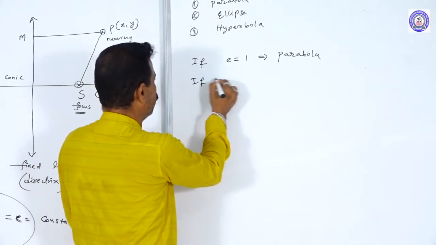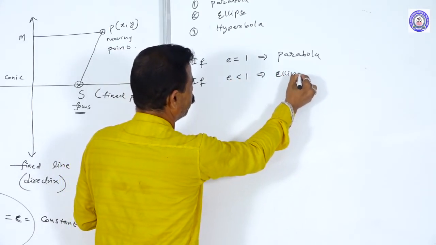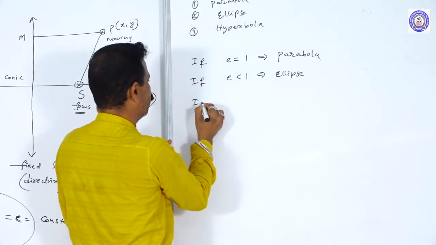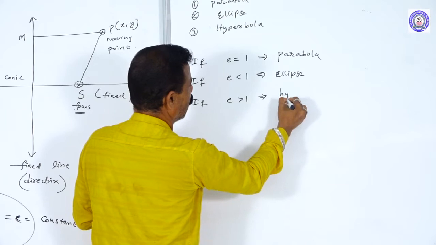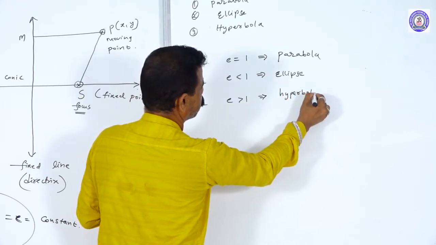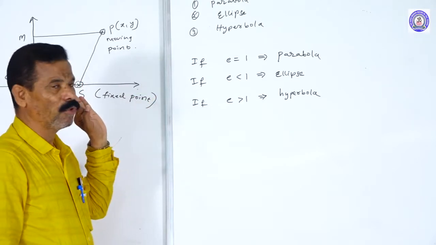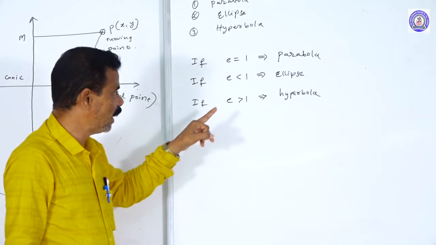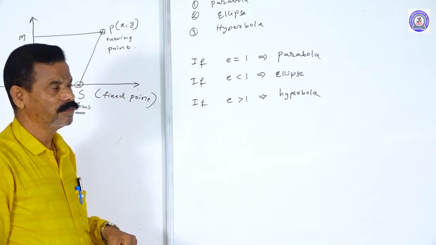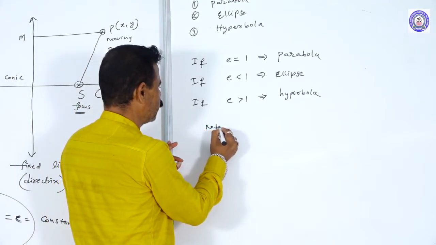If e is less than 1, it is an ellipse. If e is greater than 1, it is a hyperbola. Three cases. If e is equal to 1, it is perfectly a parabola; e less than 1, perfectly an ellipse; e greater than 1, a hyperbola. Some other cases are also there. Note here.